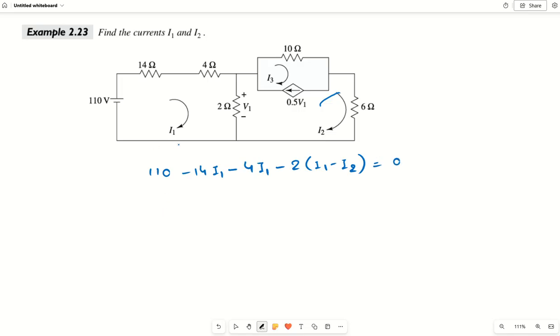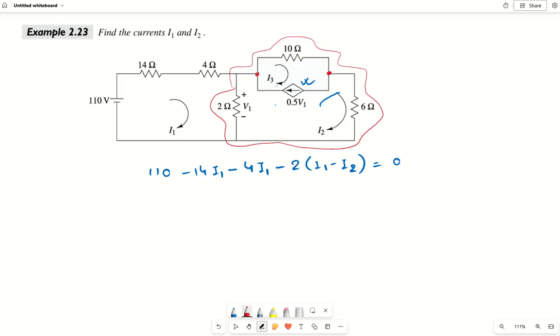Okay, then coming to the second two loops. In these two loops, as you can see, this is a voltage dependent current source. This is a current source in between two loops, so we cannot write the KVL equation directly. This is a supermesh, so we have to write the KCL equation and the KVL equation in the outer loop. Which one will be the outer loop? The outer loop will be this one, and we will write the KCL equation across this node.